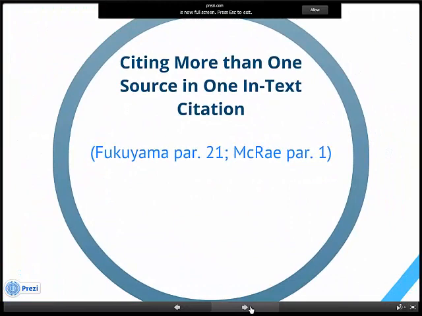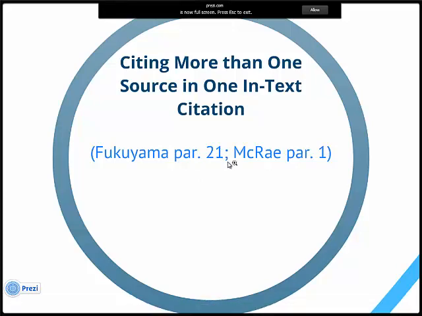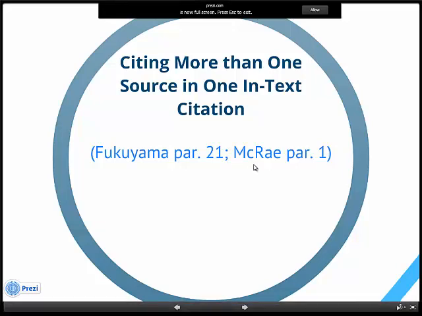If you have more than one source in one in-text citation, so if you have a sentence that uses two different sources, you would include the first author's last name or the first few words in the title of that source, and then if you were asked to include the paragraph number, it would look like that. And you include the semicolon then to separate the two and distinguish one source from another, and then the next author's last name or the first few words in the title and the paragraph if your teacher requests that, and then you'd have the period at the end.